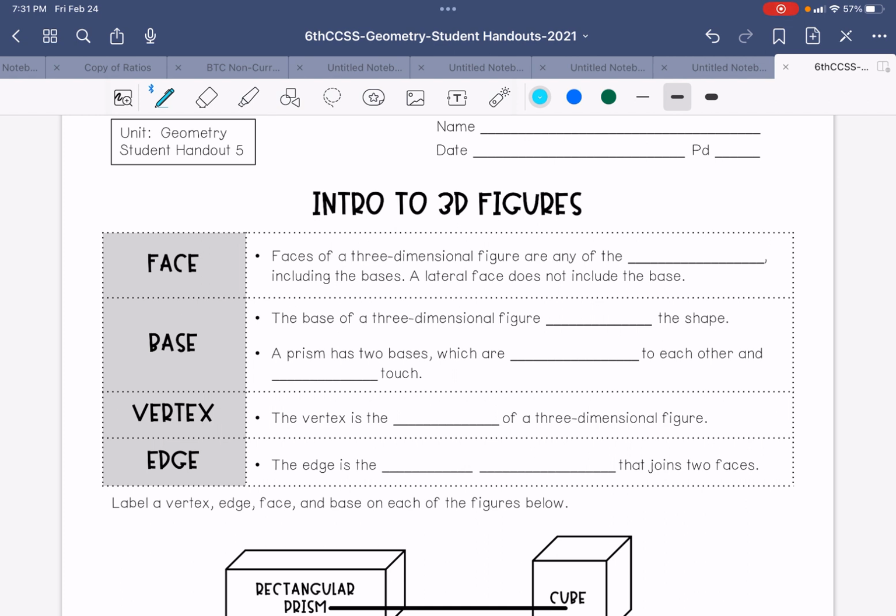Today we're going to talk about an intro to 3D figures. Faces of a three-dimensional figure are any of the surfaces, including the bases. A lateral face does not include the base. The base of a three-dimensional figure names the shape. A prism has two bases which are parallel to each other and do not touch.